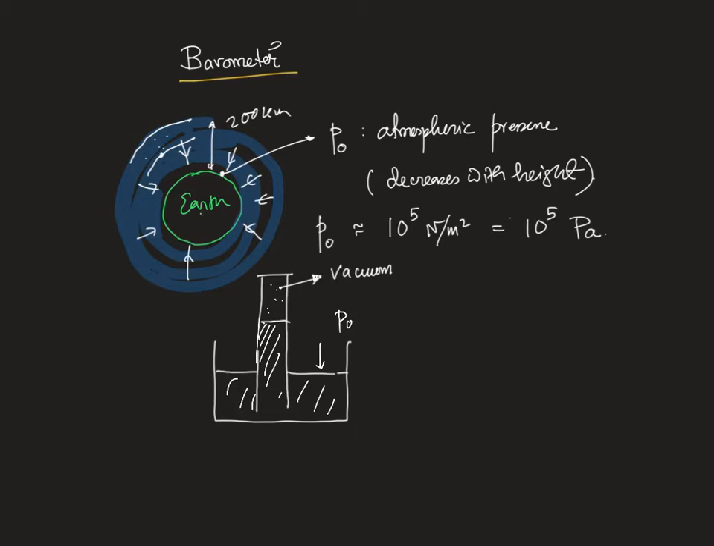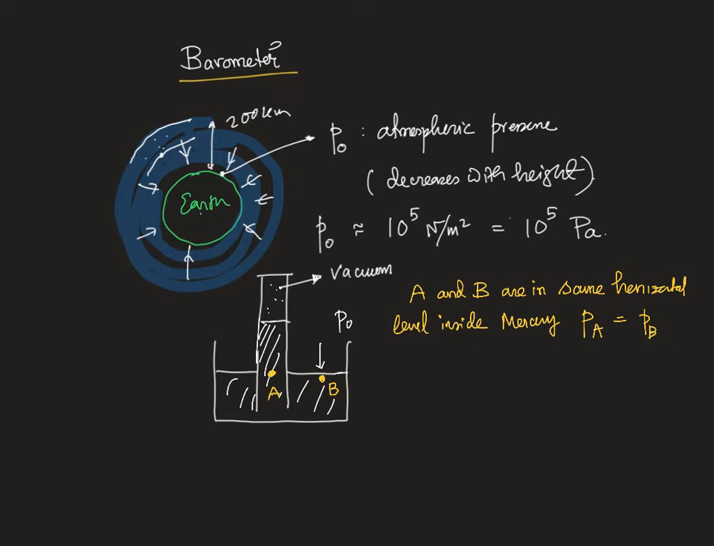So the closed region is not exactly vacuum. There is some mercury vapor in that region, but that is very negligible pressure. However, now what we do? At this level, say we choose 2 points, one point B and the other point A. So A and B are at the same horizontal level inside mercury. So pressure at A is equal to pressure at B.